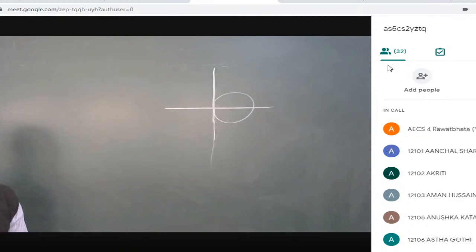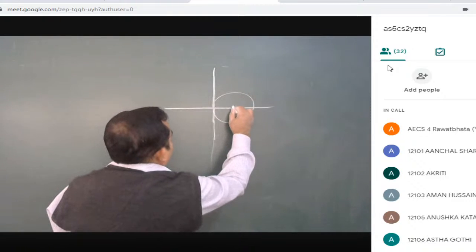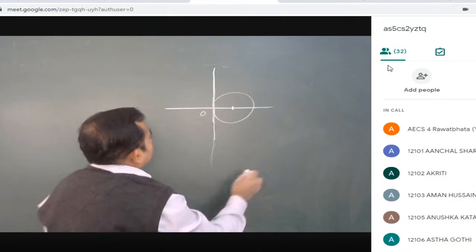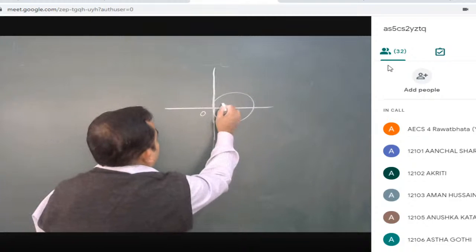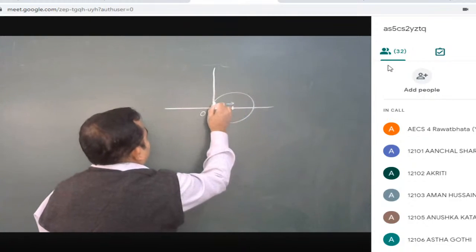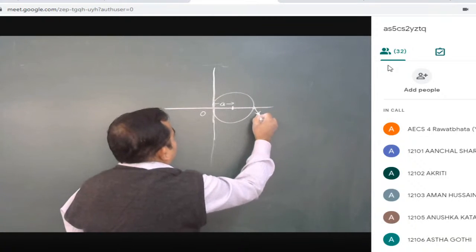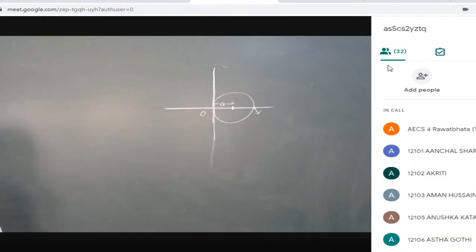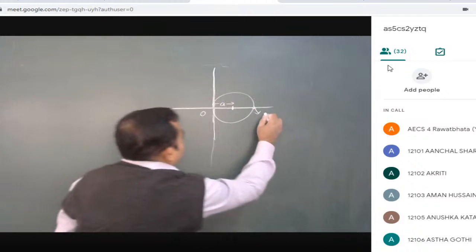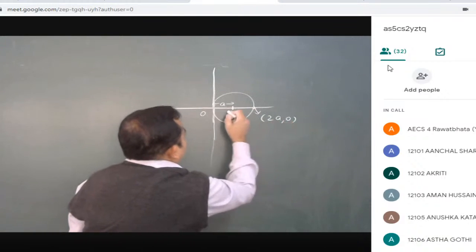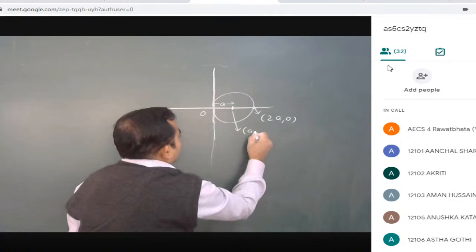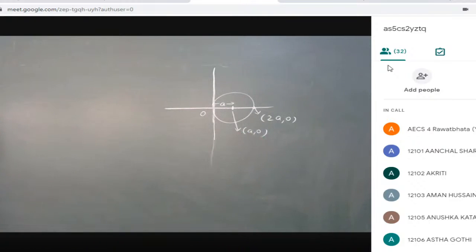This is a circle touching the y-axis, right? Now how to assume its center? Suppose this radius is a, then this point will be how much, students? 2a comma 0. This will be 2a comma 0, and the center coordinates will become a comma 0. Correct?